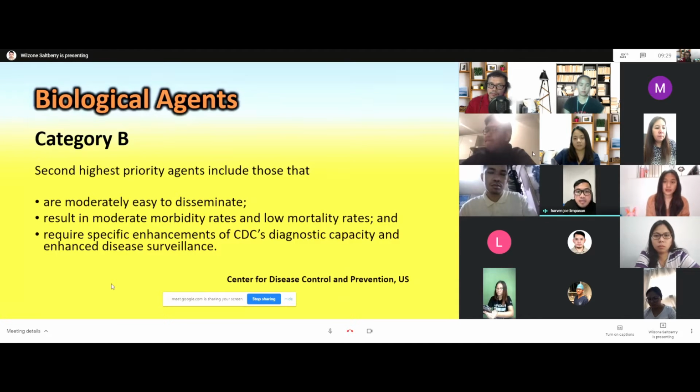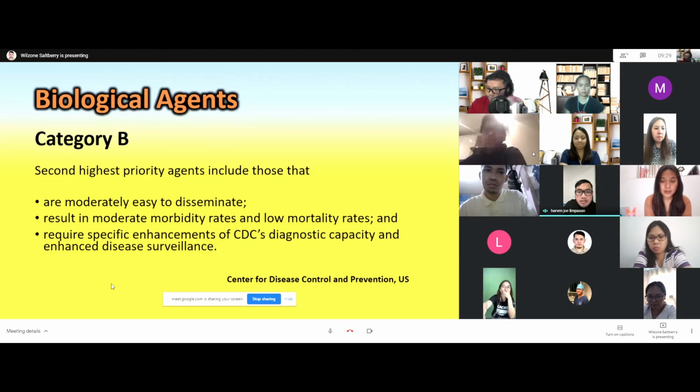In category B, this includes those that are moderately easy to disseminate and result in moderate morbidity rates and low mortality rates. They just require specific enhancements of the CDC's diagnostic capacity and enhanced disease surveillance.